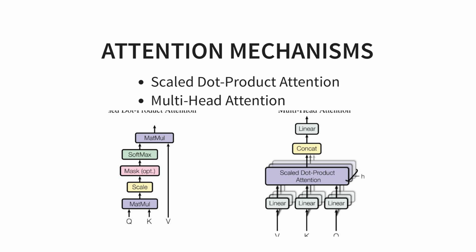This slide explains the two types of attention mechanisms used in the transformer. Scaled dot-product attention helps in dealing with different positions of a single sequence. Multi-head attention allows the model to focus on different positions at different representation subspaces.